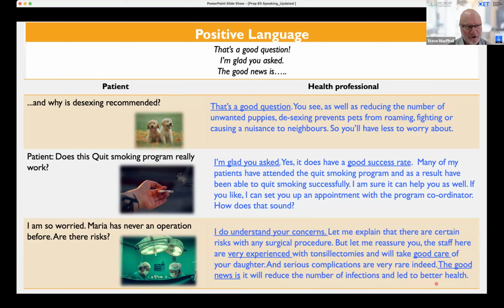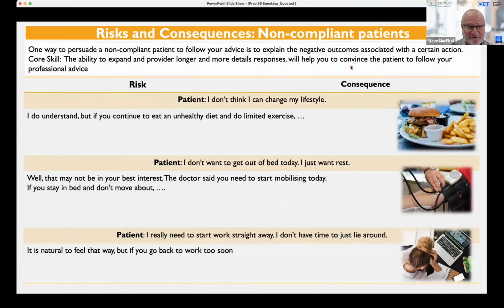So at home, have a think about some of the common things that might cause concern among your patients, and how would you as a health professional deal with those concerns? Make sure you incorporate positive language into your responses.